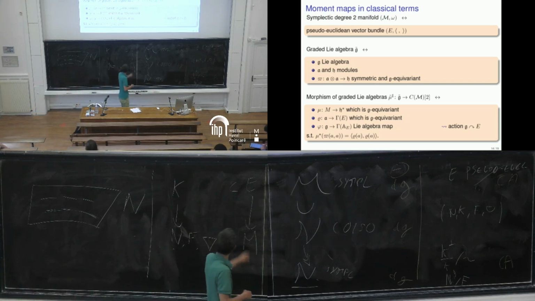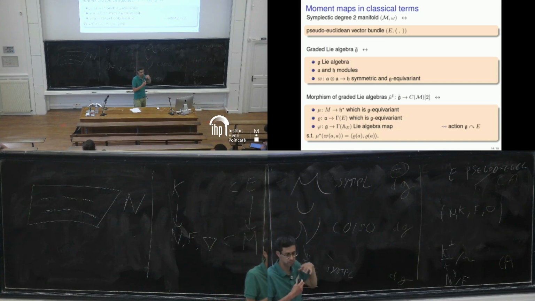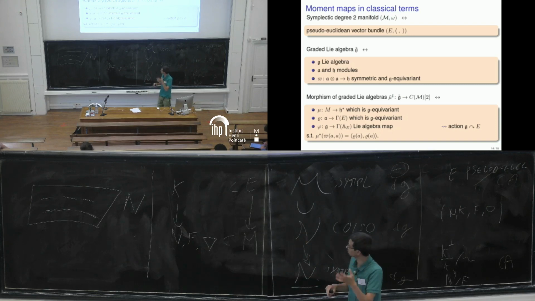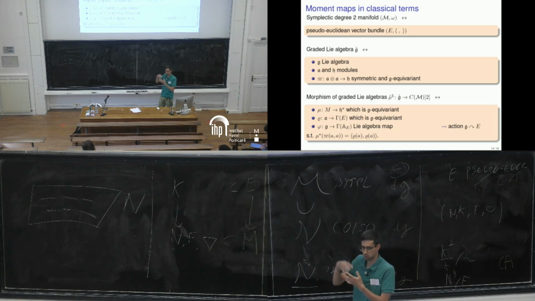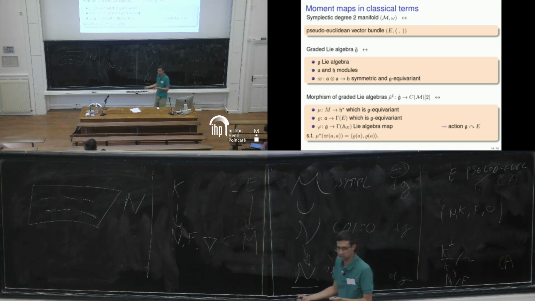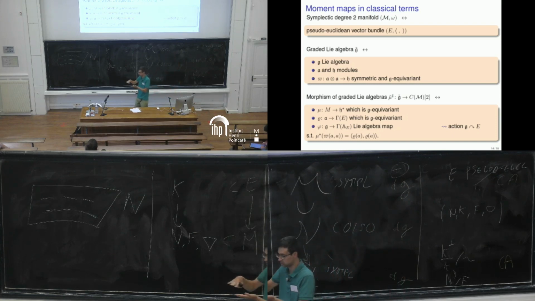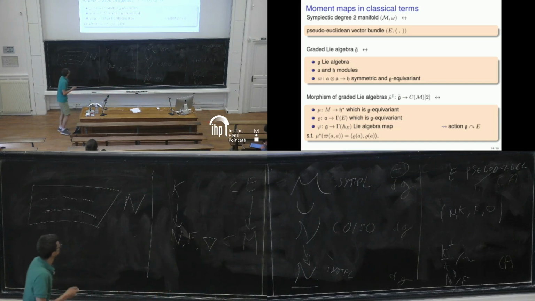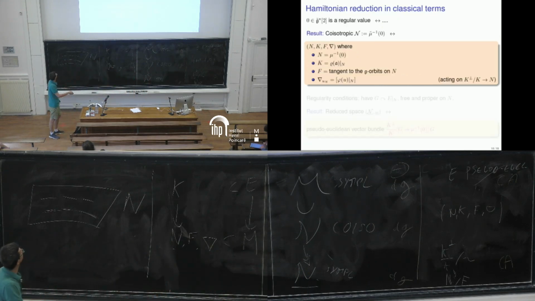I should definitely point out that the third bullet point gives you basically an action. For every element of the Lie algebra G, I get an infinitesimal symmetry of my pseudo-Euclidean vector bundle. That means I have an infinitesimal action of G on E. And furthermore, restricting to the zero section M, I get an infinitesimal action of the Lie algebra G on M. Okay, so let's translate further.